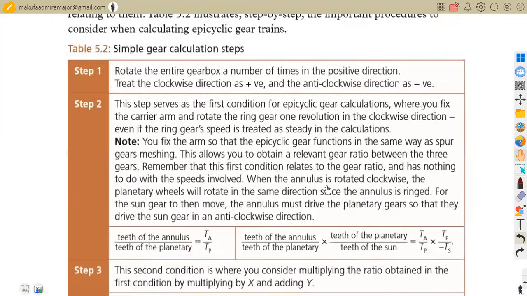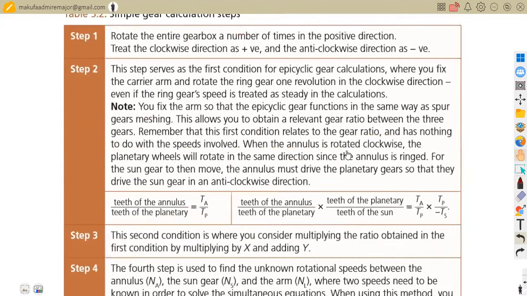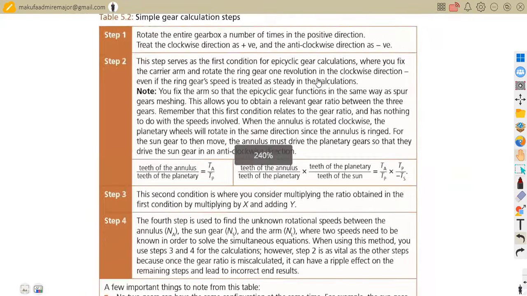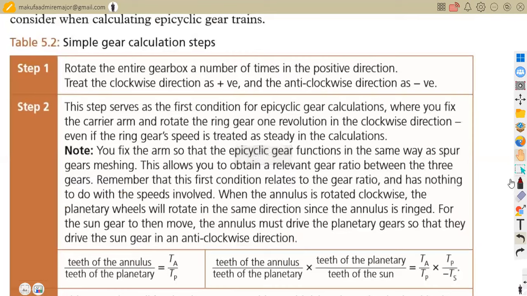So I talked about the issue of our rotation being positive and negative. These are the stages that you're going to need on your table. All right, let me try to increase so that you can see properly. The first part is our rotation. Like I said, if we are to rotate the entire gearbox a number of times in the positive direction, treat clockwise as positive, anti-clockwise as negative.